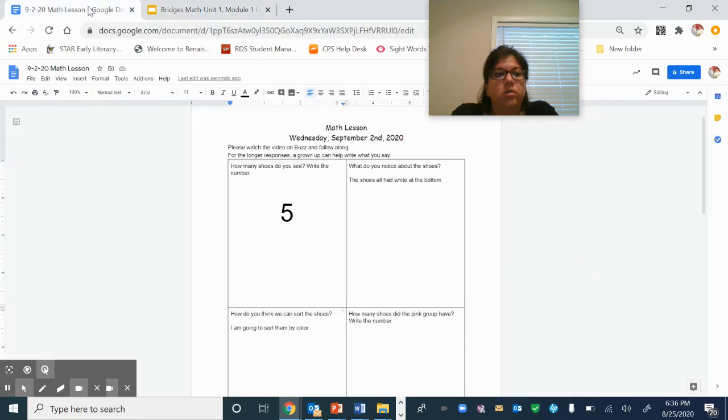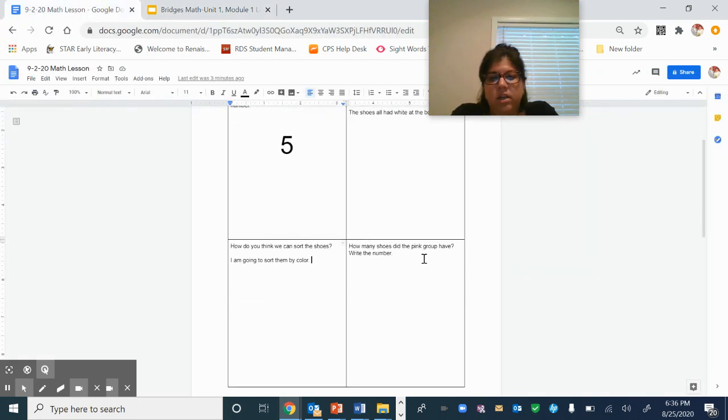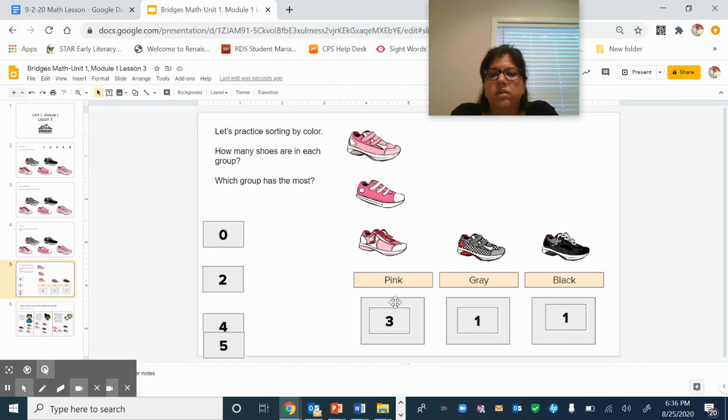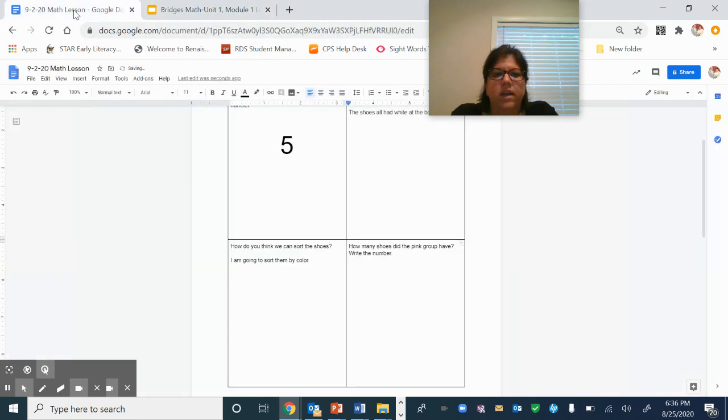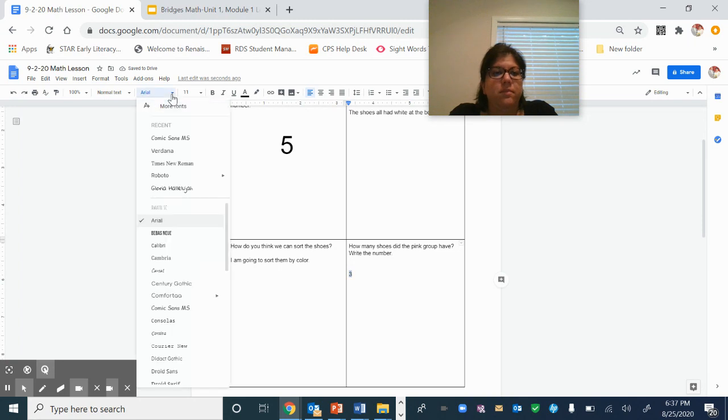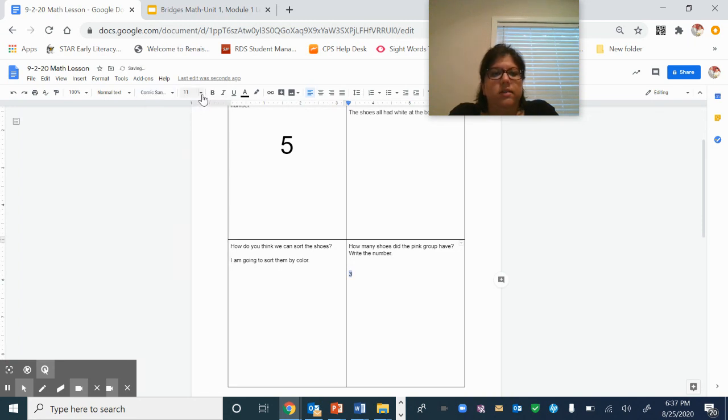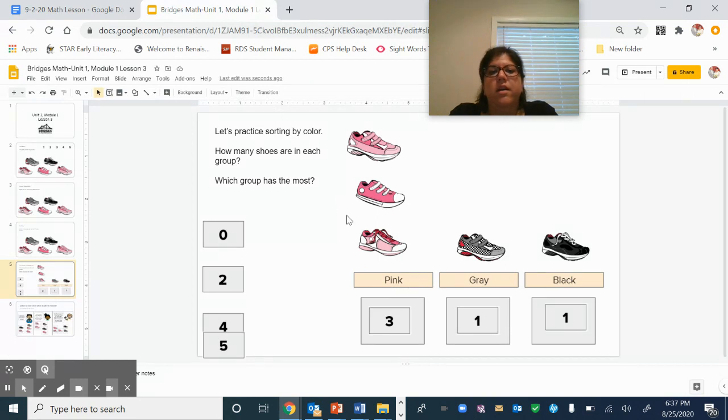So let's go back to our page over here. And it says, how many shoes did the pink group have? Write the number. So how many shoes were there? Let's look again. There was 3 shoes. So we're going to go back here to our page, and with your pencil, you're going to write the number 3. I'm going to type it on my computer. And so I'm going to make it really big so you can see it. There's the number 3. Okay, so how many shoes did the pink group have? It was 3 shoes.